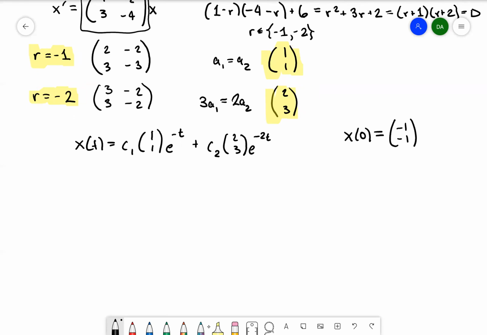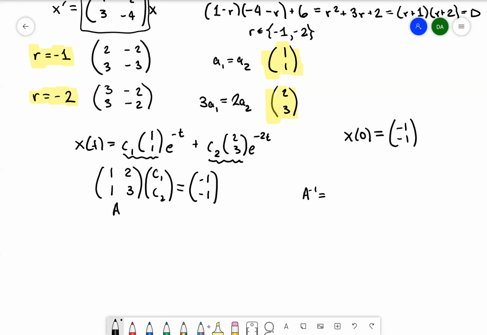Okay, so just to show what we're trying to do, this is the matrix vector equation that we get whenever we plug in 0, and we rewrite this C1 times (1, 1) plus C2 times (2, 3) as a matrix vector equation. I'll do the inverse again. What's the determinant of this matrix? It's 3 minus 2, that's 1. So dividing by 1, I don't have to do anything. And so I get, if I call this thing A, that A inverse is equal to (3, -2; -1, 1).